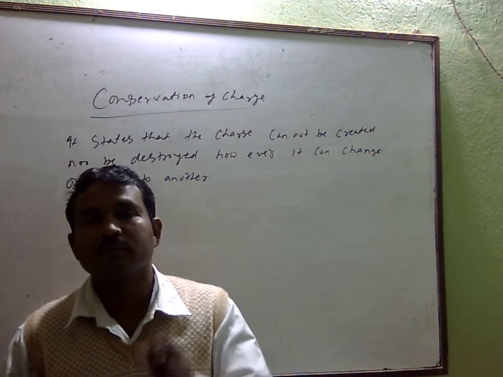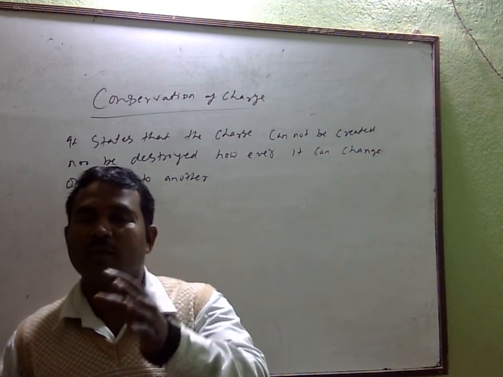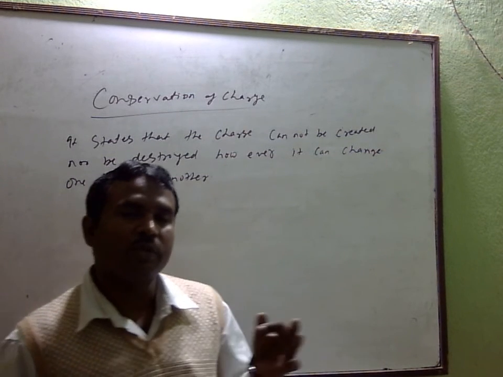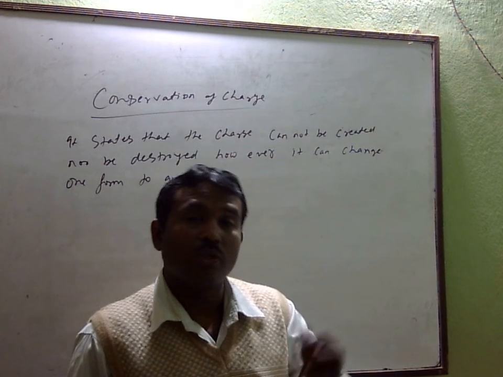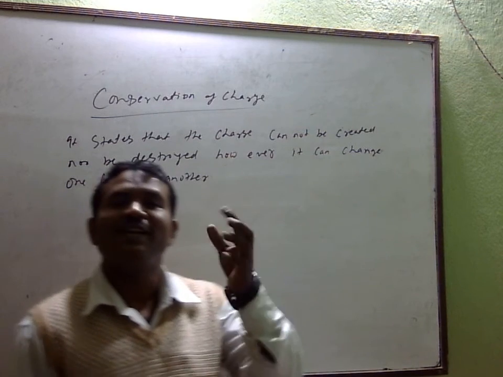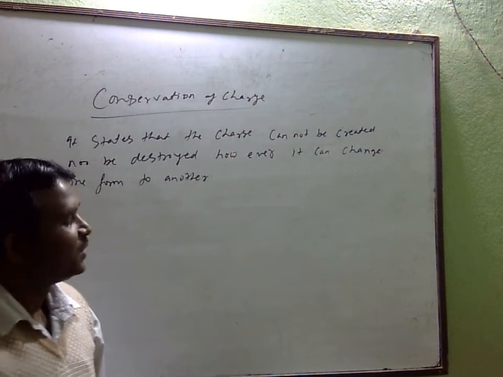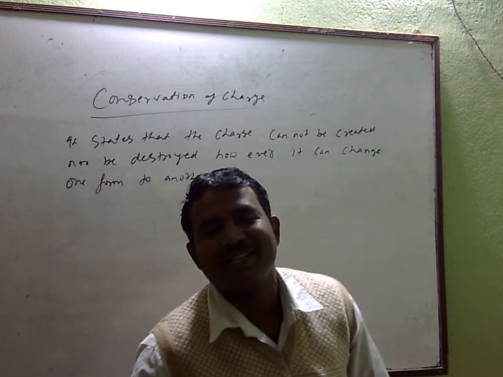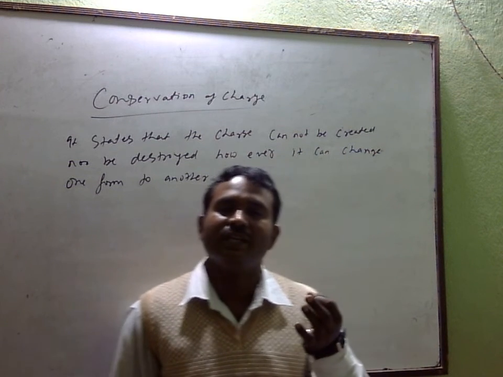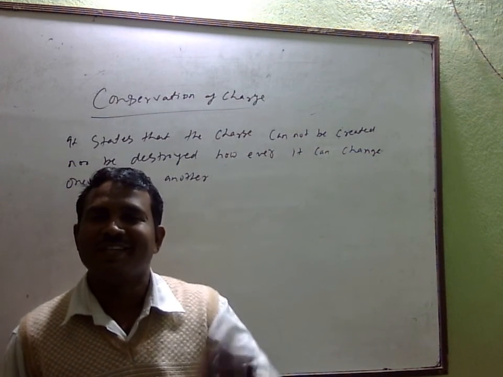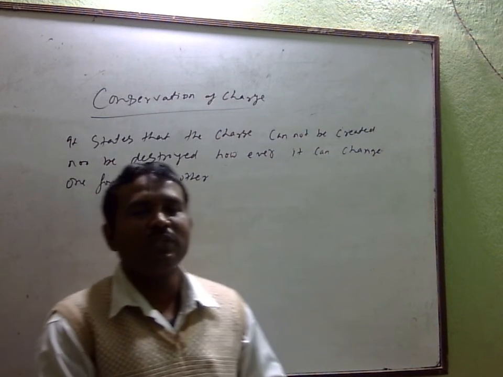Next, the magnitude of elementary positive or negative charge is the same. Third, it is additive in nature. Fourth, it is quantized. Fifth, it is conserved. So these are the properties that you can write. If you read them one time, you will remember them for all times.